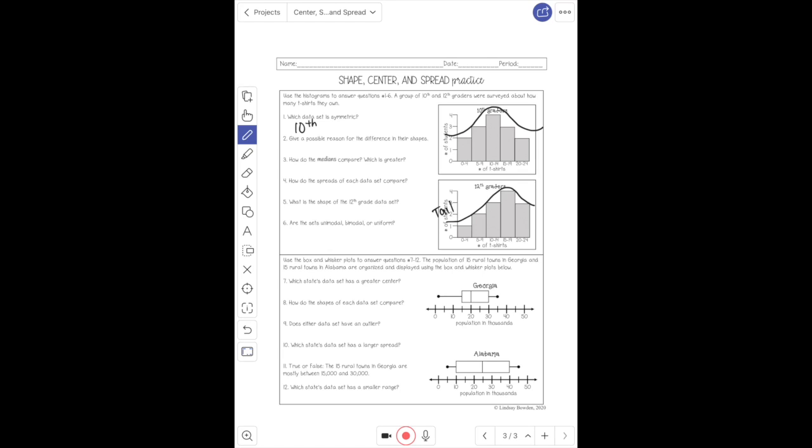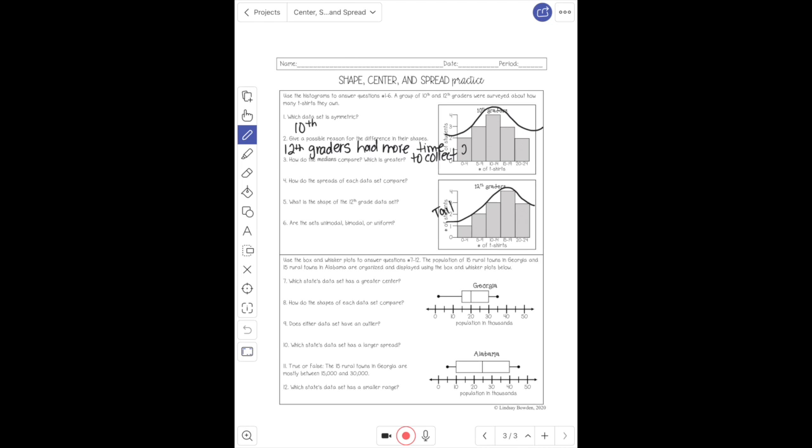So why would 12th graders have the option to own more t-shirts? Well, they would have more time. A 12th grader would have 2 more extra years of high school to gather more t-shirts. So 12th graders had more time to collect those t-shirts. Then it says, how do the medians compare? So the medians, remember, is the middle value. So I'm going to look at how many total 10th graders there are and how many total 12th graders there are. And then I'm going to look at where that middle number would fall.